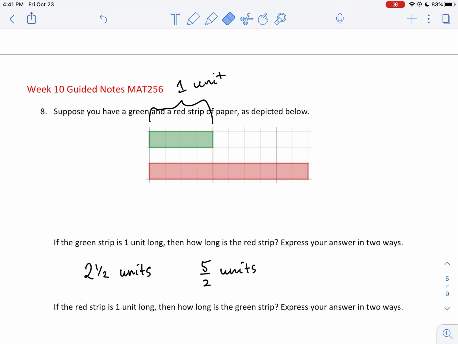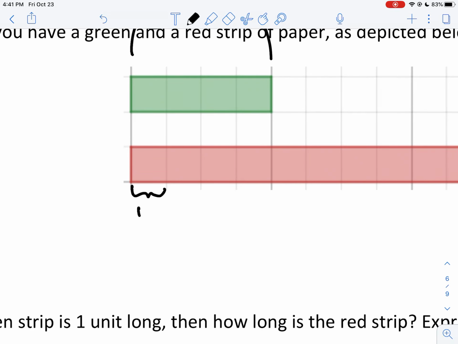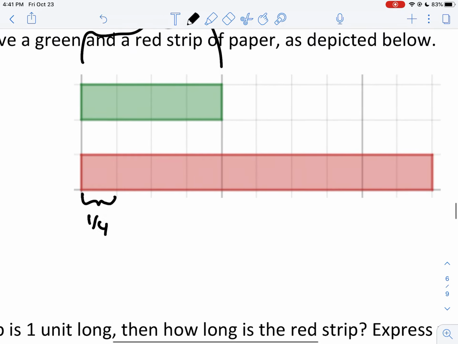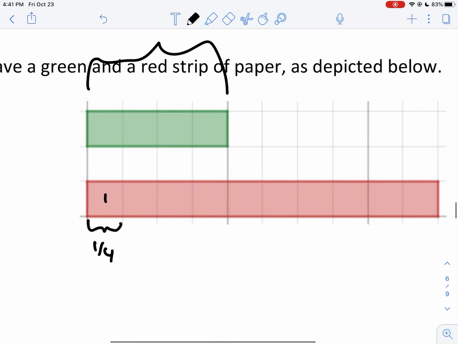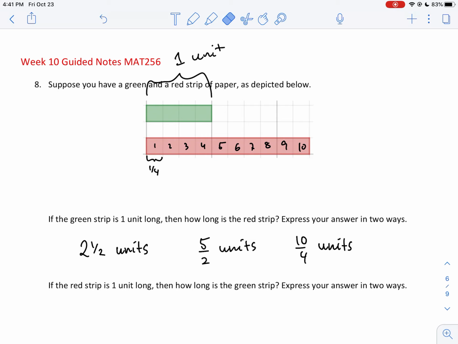Or you can even do this. I mean, here's a third way. I said just do it 2, but here's a third. Right? Each of these actual little squares here is 1/4 of a unit. And then I have 1, 2, 3, 4, 5, 6, 7, 8, 9, 10 of those. So I could also say, therefore, that this is 10/4 of a unit, or 10/4 units. There's a variety of ways of doing this, but everything was assuming that the green was 1 unit long.